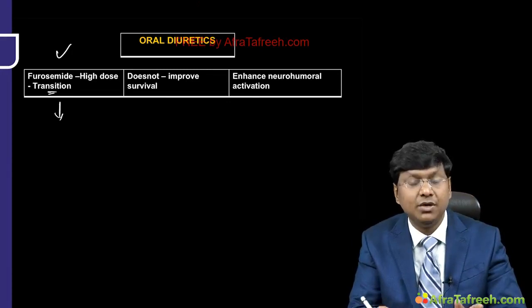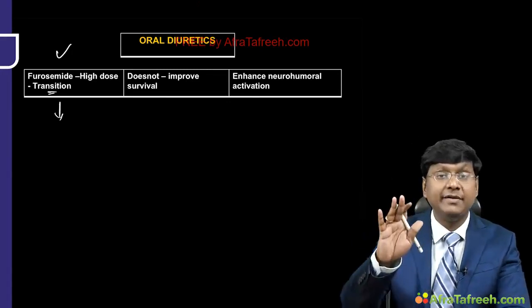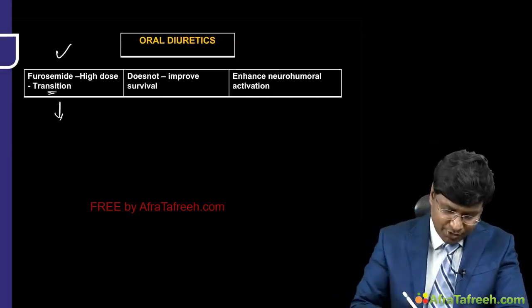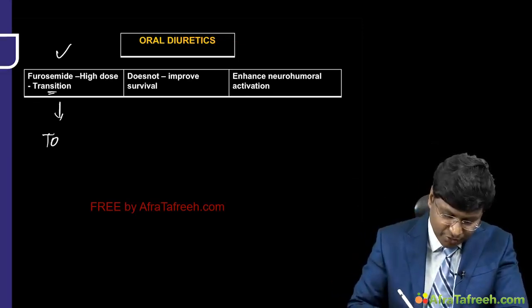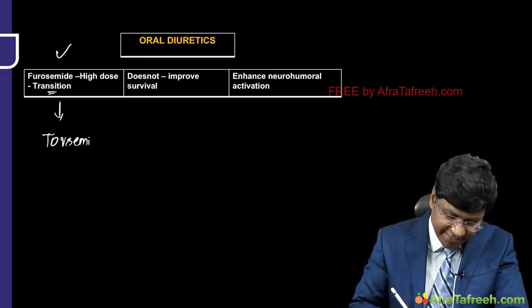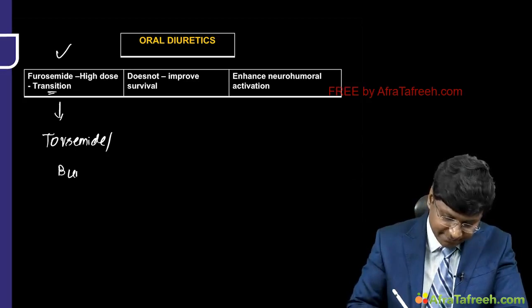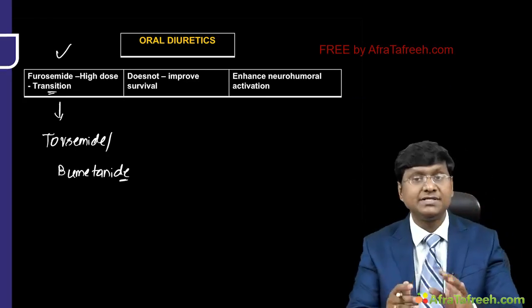loop diuretics. What is that? Only when the individual is given high doses of furosemide but still has no response, then you need to do the transition to torsemide, or the other alternative is bumetanide.